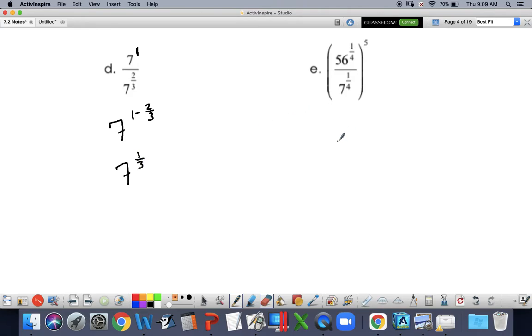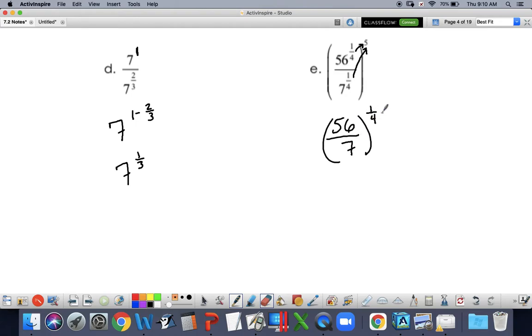Now, letter E is a different type of example. In these types of examples, when we saw different bases, what we did is we brought the exponent in to both our numerator and denominator. Well, in this case, notice we have the exact same exponent. So what if we were to bring it out? It's the exact same principle, it's just in reverse.